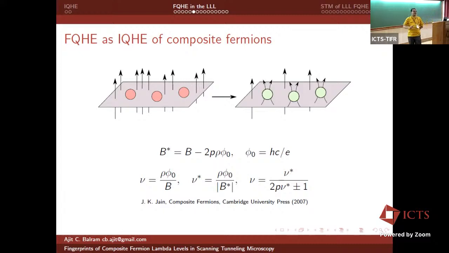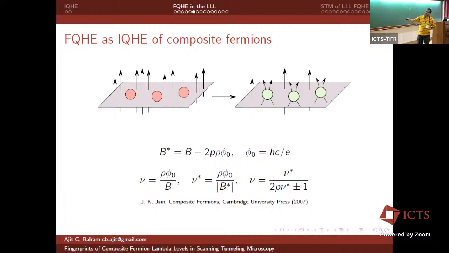So all starred quantities are composite fermion quantities. The effective field seen by composite fermions is the external magnetic field minus 2p fluxes that you bind to each. Then the thing that would play a role in the majority of this talk is this number called the filling factor, which is the ratio of the density of electrons to the magnetic field, rho phi naught by B.